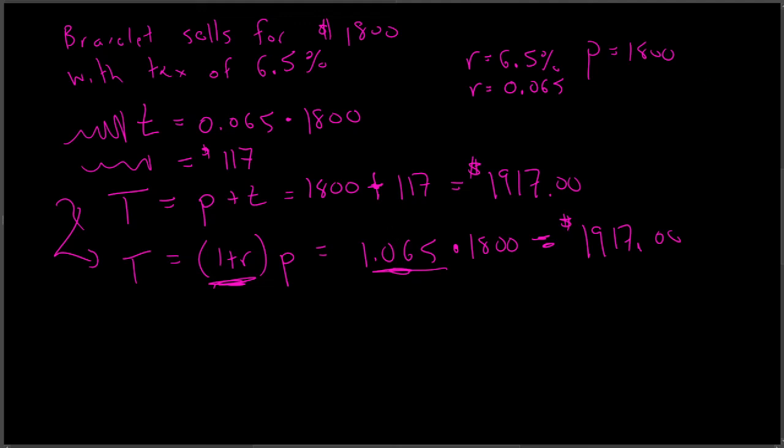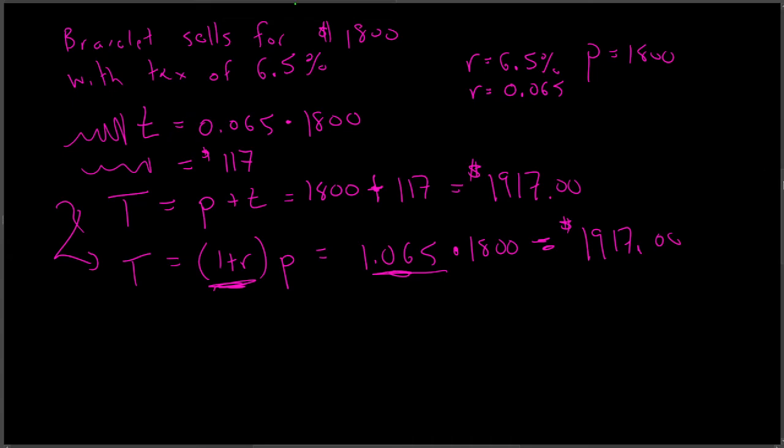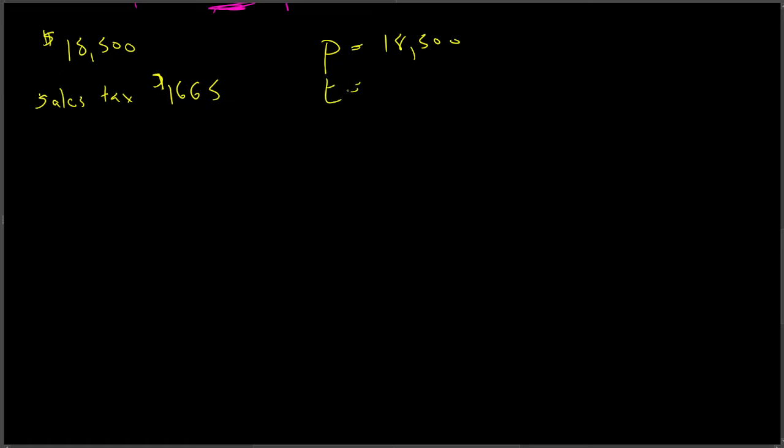Get another one. An automobile sells for $18,500. So that's my price of automobile. And the sales tax on that comes out to be $1,665. So we want to find what was the tax rate.